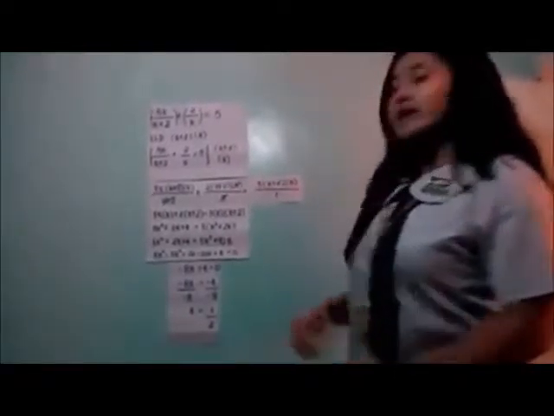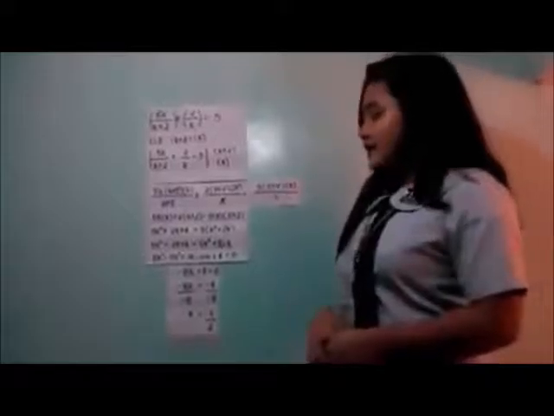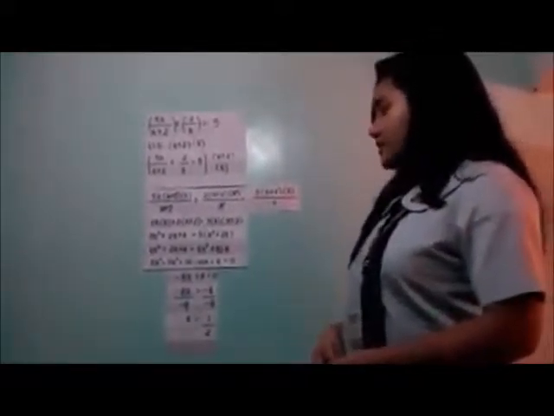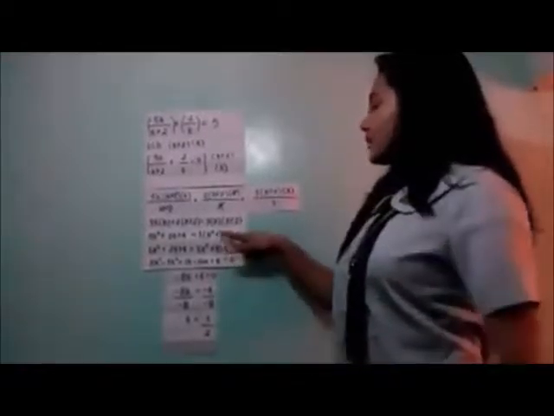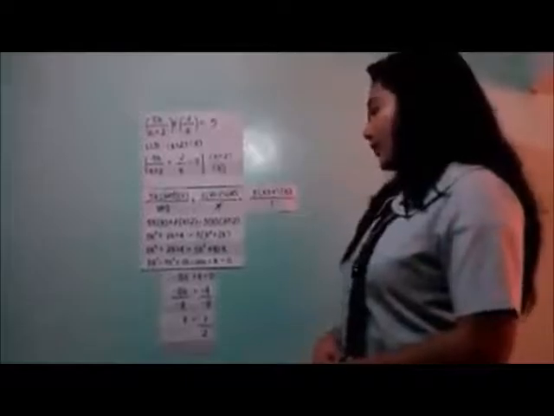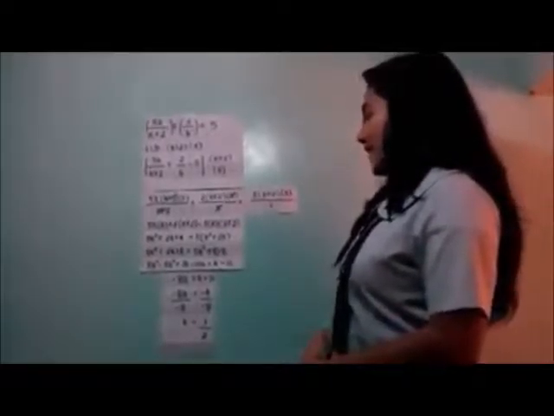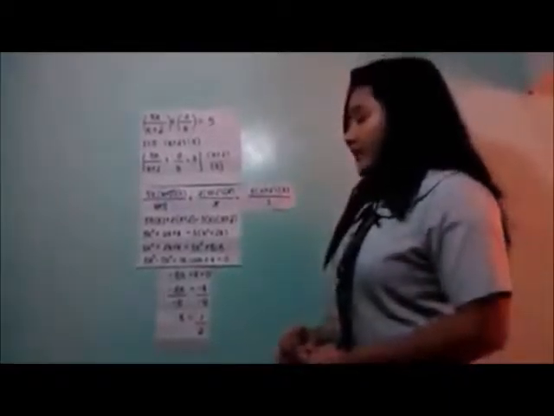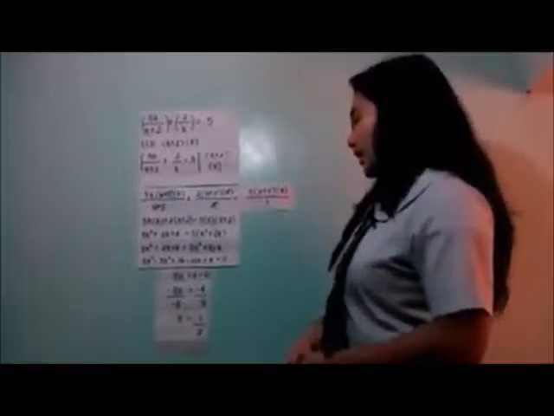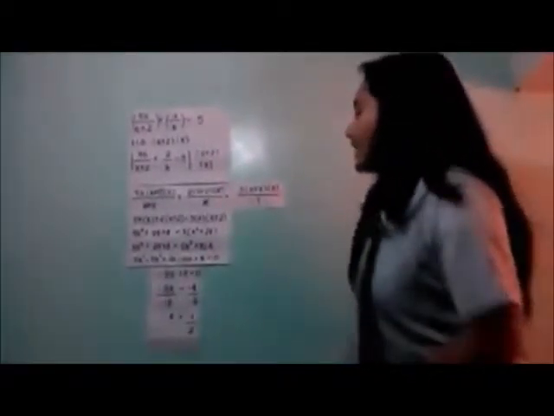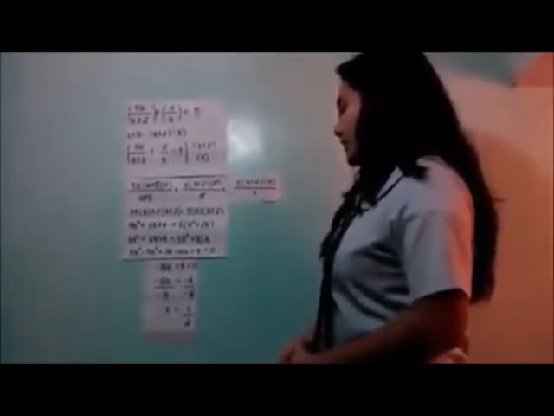Perform the indicated operation here. So we get 5k squared plus 2k plus 4 equals 5 times the quantity k squared plus 2k. Distribute 5. So we get 5k squared plus 2k plus 4 equals 5k squared plus 10k. Equate the given expression into 0. So we get 5k squared minus 5k squared plus 2k minus 10k plus 4 equals 0. So we get negative 8k plus 4 equals 0.